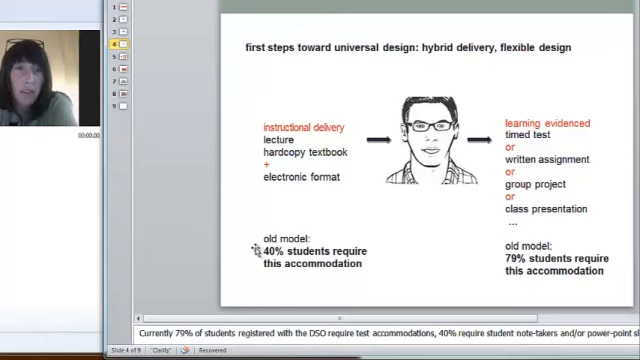I thought it might be of interest to you to know that this request for electronic format represents roughly 40% of the total accommodation requests in the Center for Students with Disabilities. So we've got some flexibility on the front end just by producing electronic format. On the back end, where we're asking students to evidence their learning, the more options we can present, the better.